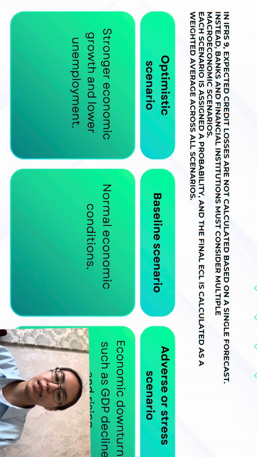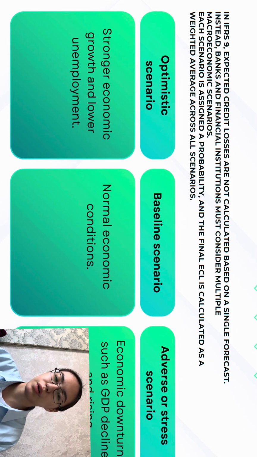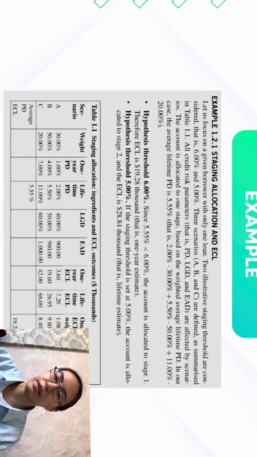Since IFRS 9 is connected to finance and finance is strongly linked to the economy, the standard also requires using macroeconomic scenarios. This means that when we calculate ECL, we need to take into account 3 different scenarios: baseline scenario, optimistic scenario, and pessimistic scenario. Each scenario gives a different value of ECL, and the final result is calculated as a weighted average.